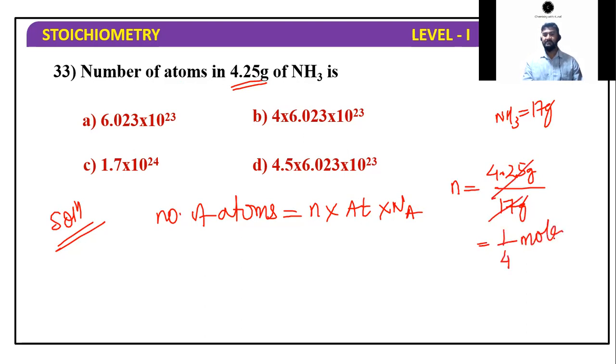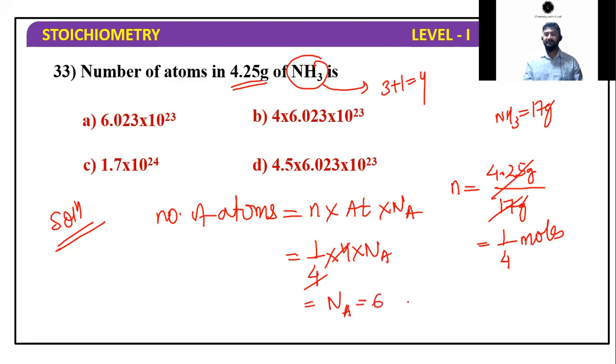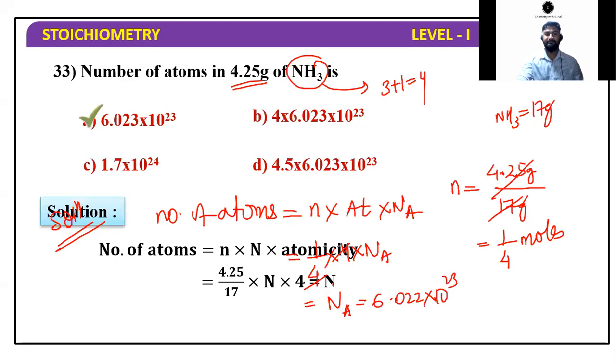So 1/4 moles. Now how to find number of atoms? Number of moles into atomicity. In ammonia, how many atoms are there? 3 plus 1, 4. Into 4 into Na. So what is the answer? Na. What is the meaning of Na? When Na is 6.022 into 10 to the power 23, which is option number, very good, A. So the answer is A. This is how we can approach this question.